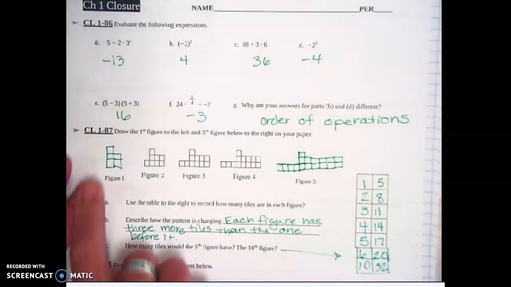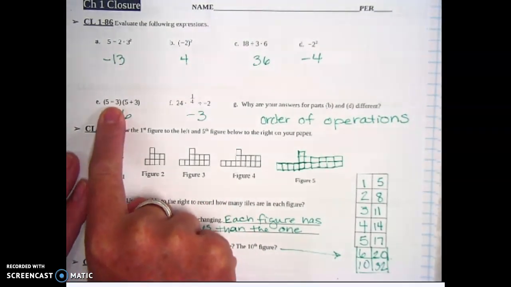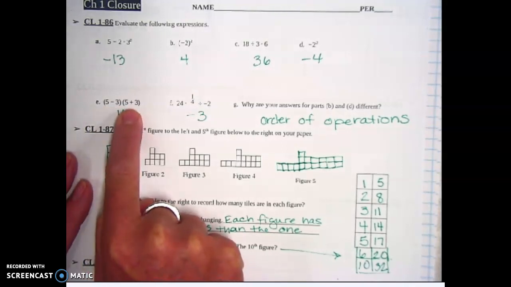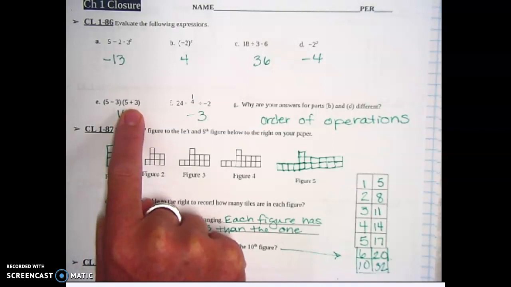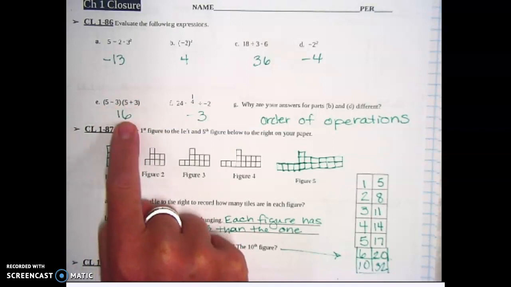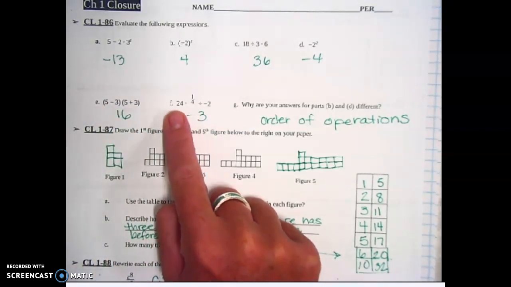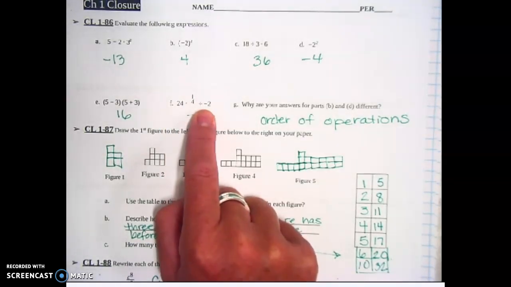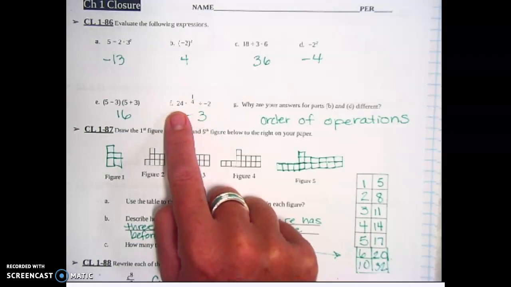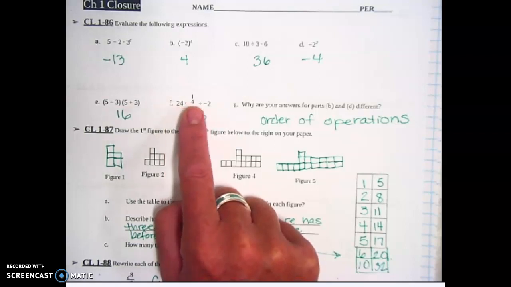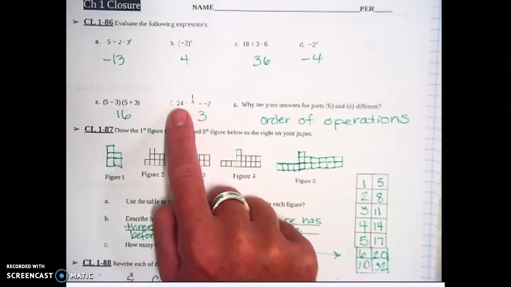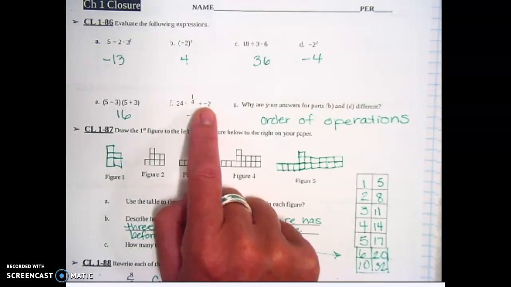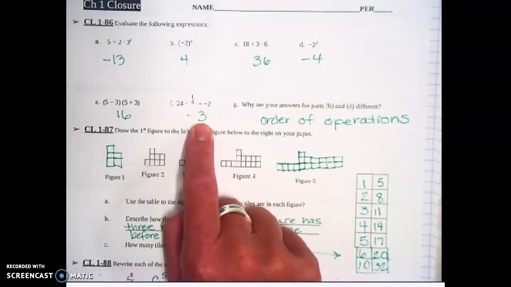Part E, in the first set of parentheses, you have 5 minus 3, which simplifies to 2. In the second set of parentheses, you have 5 plus 3, which is 8, so 2 times 8 is 16. Letter F, so you've got multiplication and division. You can do them both in the same pass from left to right, so 24 divided by 4, or 24 times 1/4, is 6. 6 divided by negative 2 is negative 3.